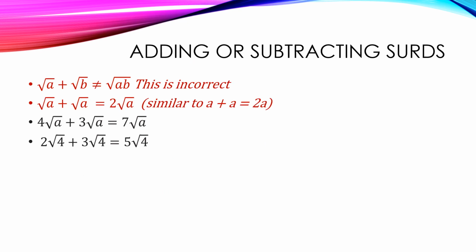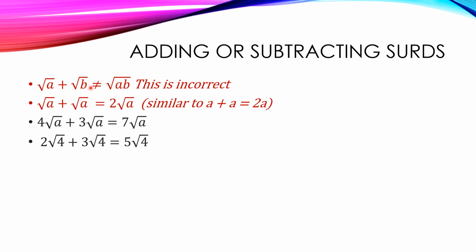So adding or subtracting surds can be slightly trickier than multiplying or dividing. But as long as you know the simple rules, these are very straightforward. So here you've got an example at the top. You've got square root of a plus square root of b. And if you look closely, the letters inside the square root are different, a and b. If you add them together, this is not square root of a and b. This cannot be added because the numbers inside the root are different.